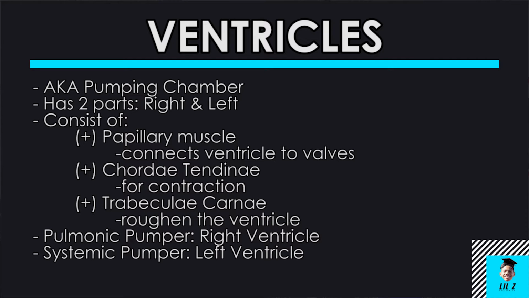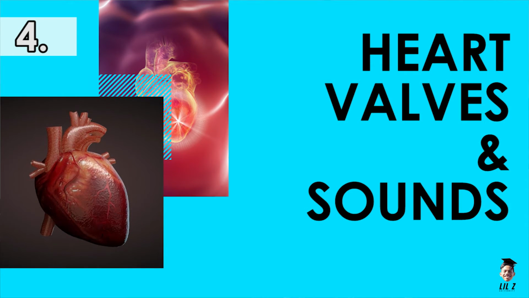The ventricles consist of papillary muscles, which are cone-shaped muscles that connect the ventricle to the valves. Trabeculae carneae, which is a ridge-like structure, and chordae tendineae, which is a cord-like structure responsible for the contraction of the ventricles. Number 4 is the heart valves and sounds.